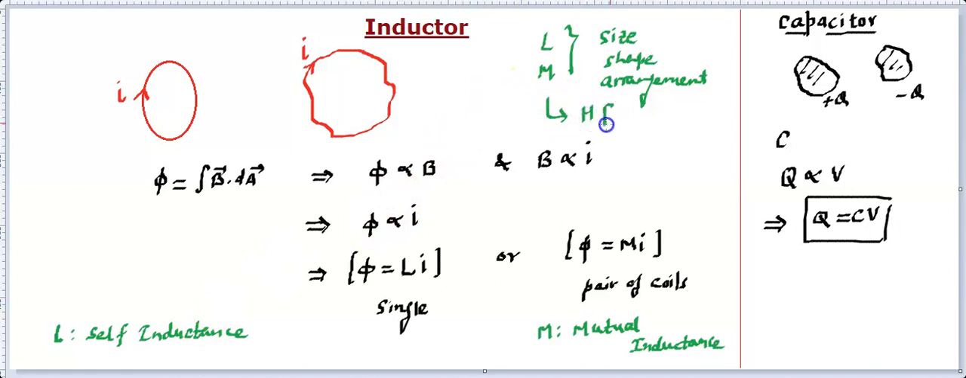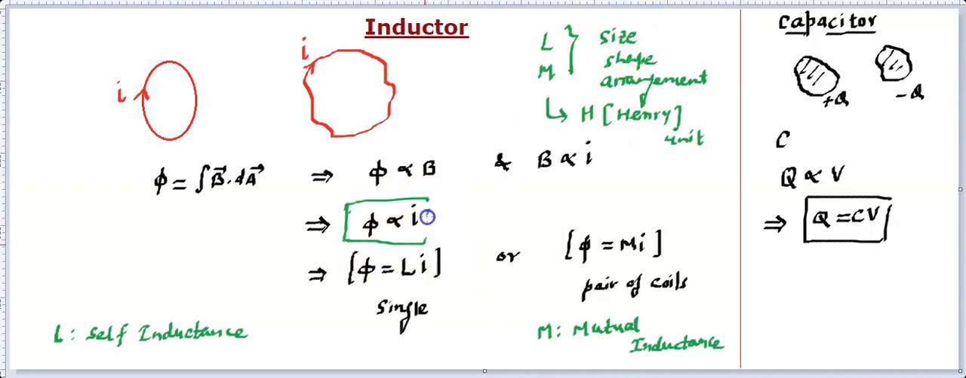And the unit for them is capital H. We write it as a capital H. It is called Henry. So Henry is their SI unit. Just like here you used to have a farad, there is a Henry. That's a unit. They are dependent on the arrangement. Moreover, these are the constant of this thing.